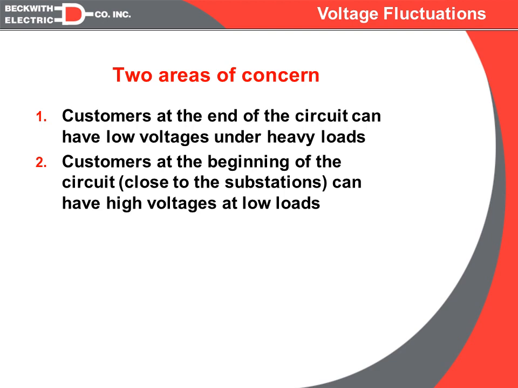And obviously, if it's not controlled, the two customers we are concerned about would be the one closest to the source who may experience high voltages at low current levels, and the customer at the end of the circuit that may experience low voltages at high current levels. So those are the two areas of concern.